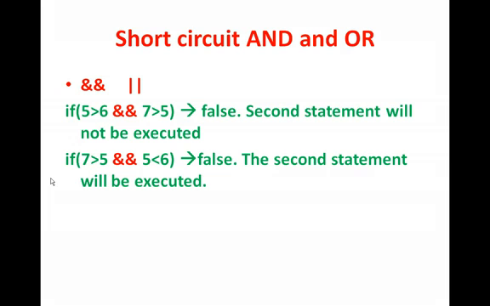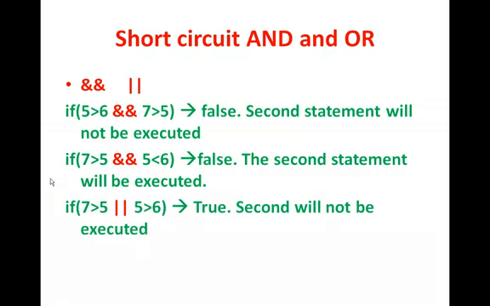In the same fashion, if you give the right statement, say 7 is greater than 5, which is going to be true, then the short circuit AND will go and check for the second condition, whether it is true or not. If it is going to be false, then the total condition is going to be false.